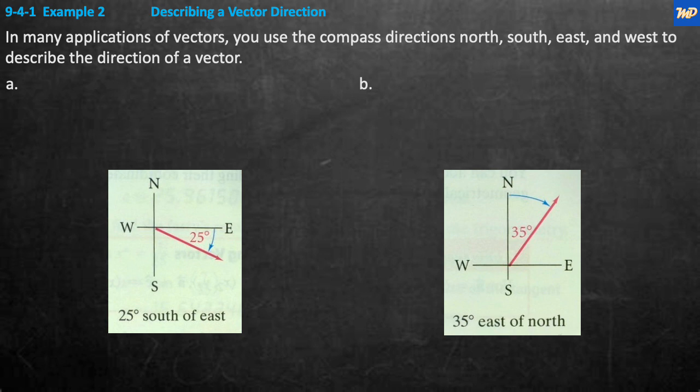B says we have 35 degrees as our angle. And it's 35 from where? It's 35 degrees from the north, vertical, right? Because it's rolling around clockwise, away from north, out to the clockwise direction. So this is 35 degrees east. We're headed east of north, east of north.